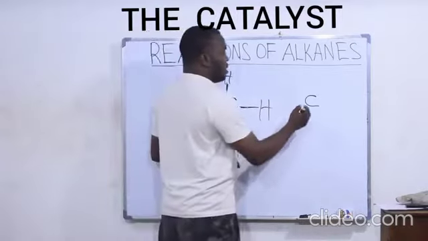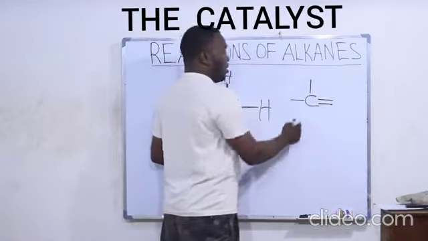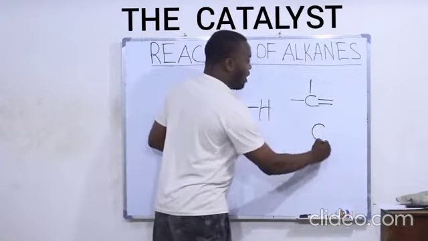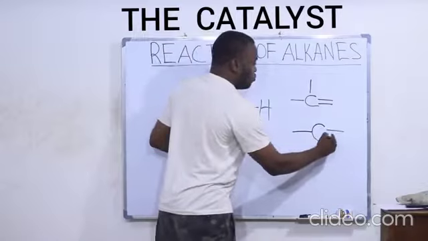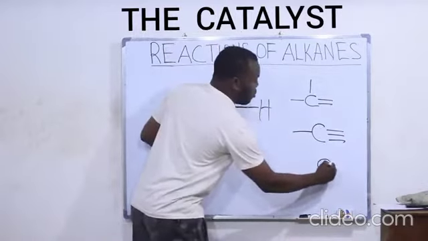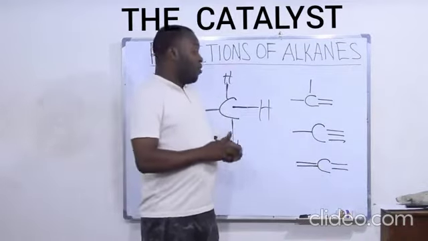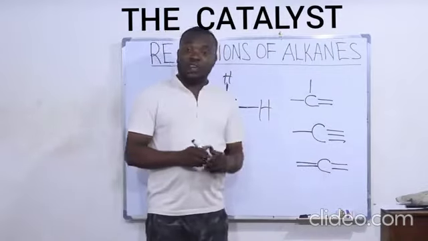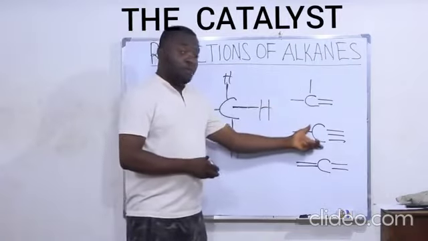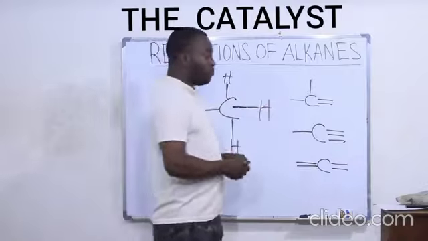In some cases, you can have it as 1, 2, 3, 4. In that case, there will be nothing here. In some other cases, you can have the 4 bonds as 1, 2, 3, 4. In some cases, it can also be like this: 1, 2, 3, 4. What you should know is that 4 bonds must surround every carbon atom. It can be in this form, this form, this form, and this form. It's a total of 4 bonds all around the carbon.